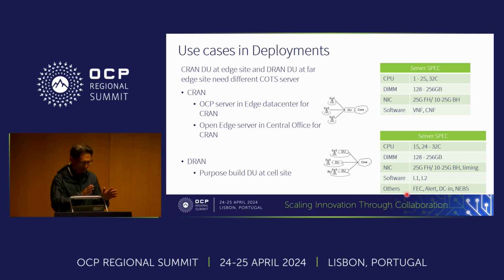Besides, because you put it outdoors in a cabinet, the environmental requirement is much more challenging than in the data center, so we will make the server meet the NEBS spec. For example, when you use a server in the data center, the operating temperature probably only needs to handle 35 degrees. But if you want to run a DU outdoors, it probably needs to handle up to 55 degrees. So that's a brief on the CRAN and DRAN.